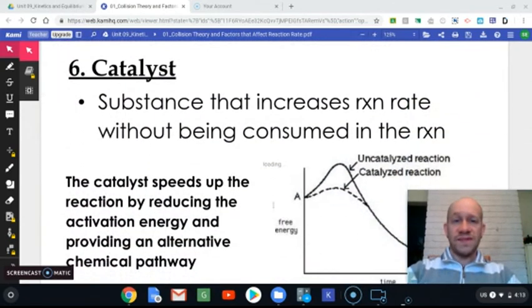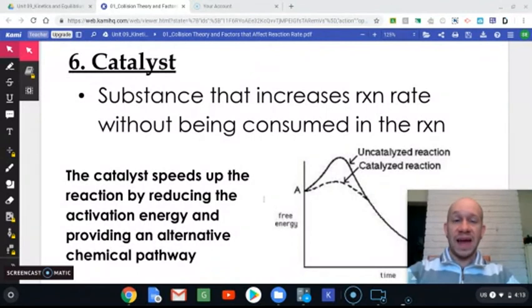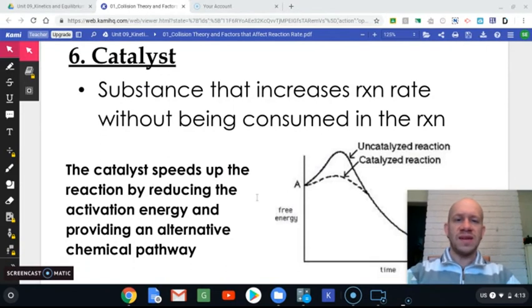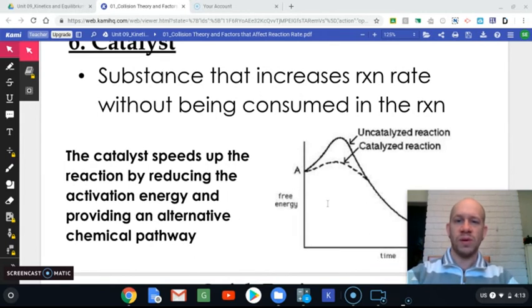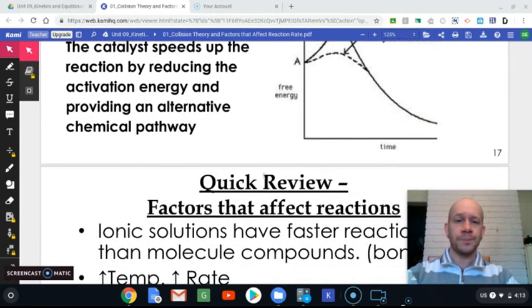The sixth factor are catalysts. A catalyst is defined as a substance that increases the reaction rate without being consumed in the reaction. And it does so by speeding up the reaction, by reducing the activation energy, and providing an alternative chemical pathway. So we talked about these before, and we'll talk more about how it would look on a potential energy diagram.